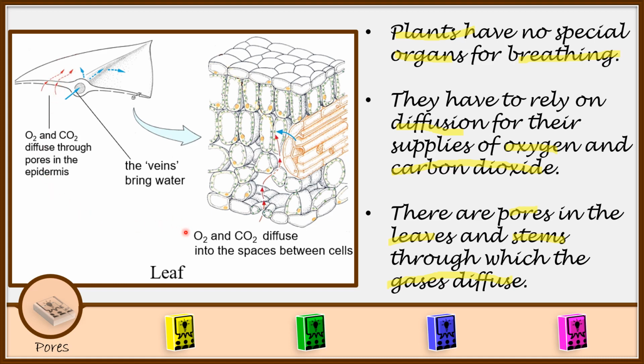Now, when you look here, oxygen and carbon dioxide diffuse through these pores on the surface of the leaf, the epidermal cells, into the space between the cells. Later they can diffuse into the cells.